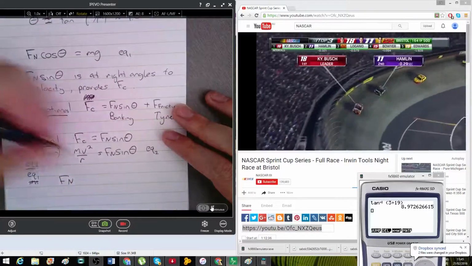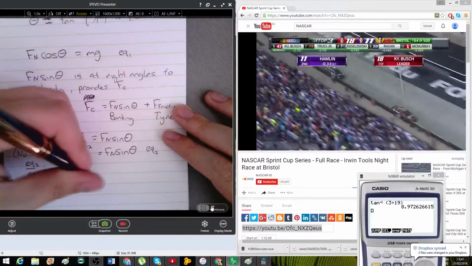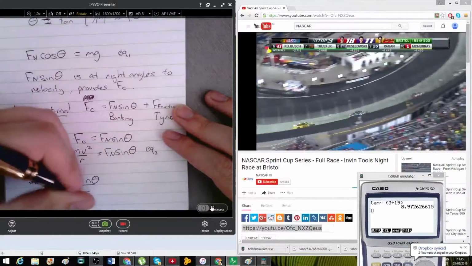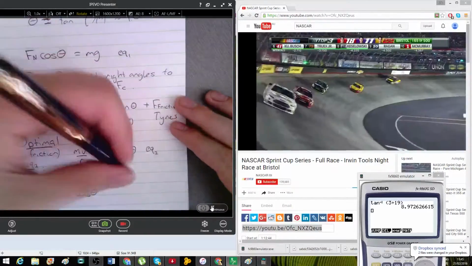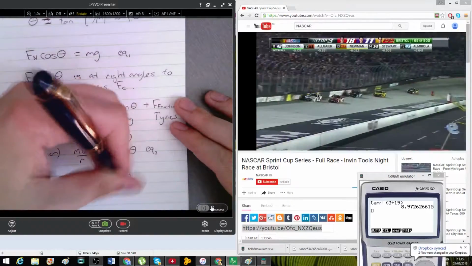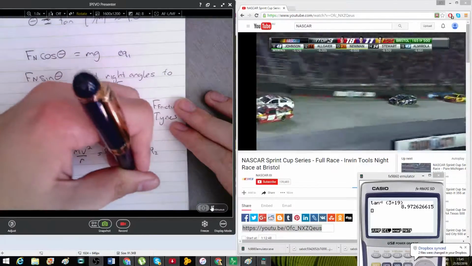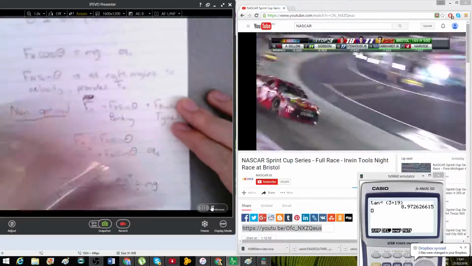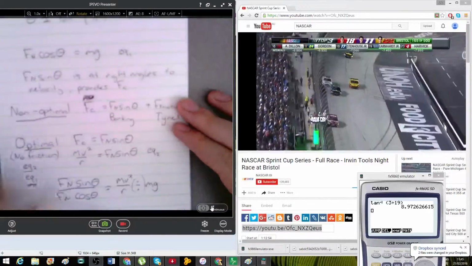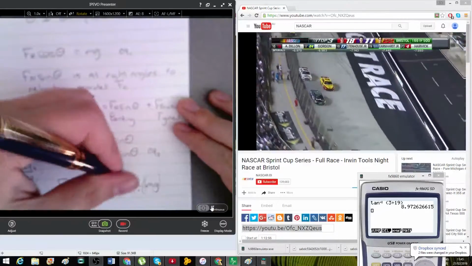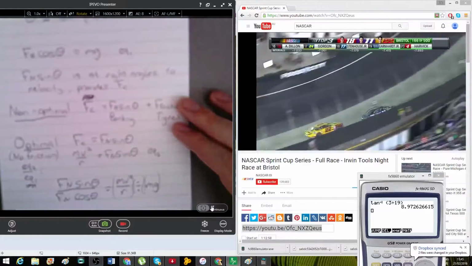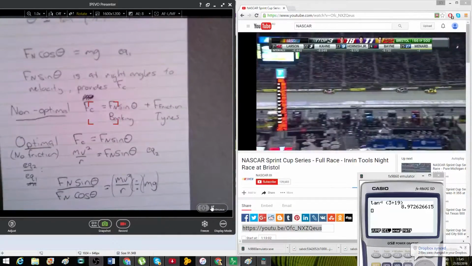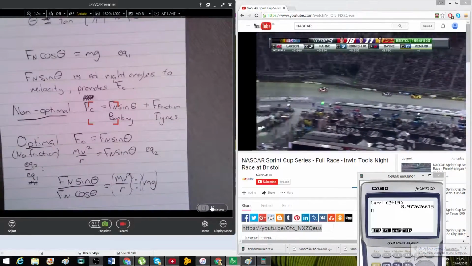Fn sine theta over Fn cosine theta equals mv squared on r divided by mg. Okay, there we go. It's looking pretty.